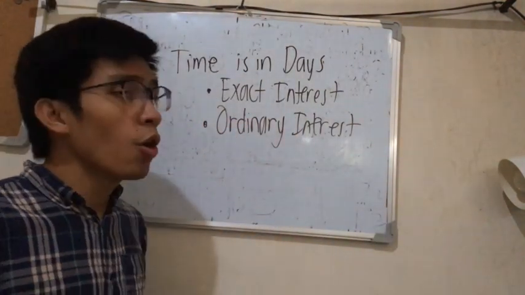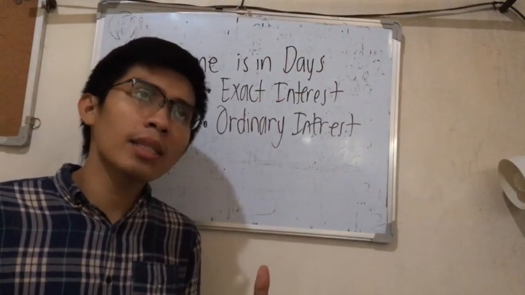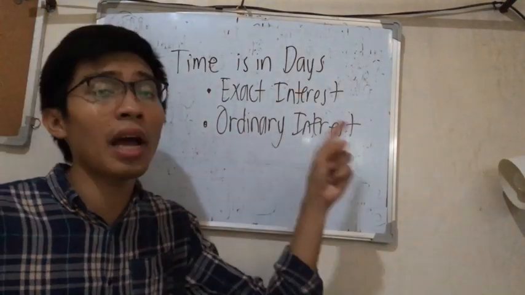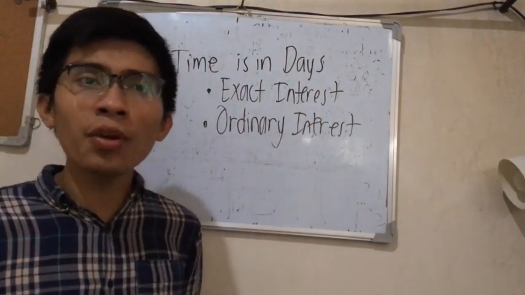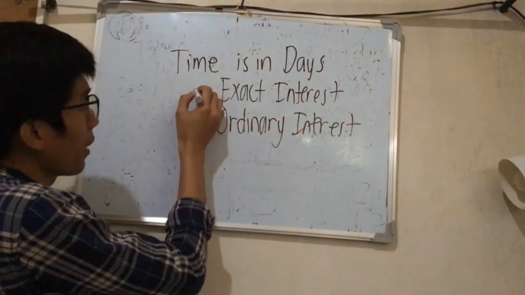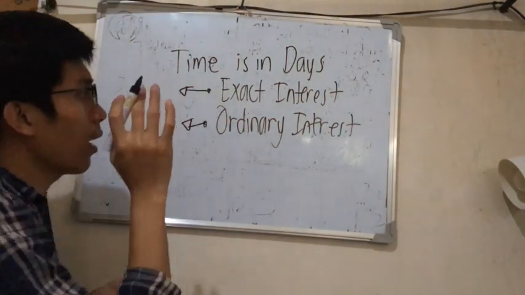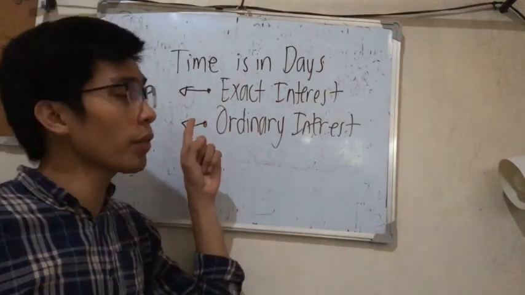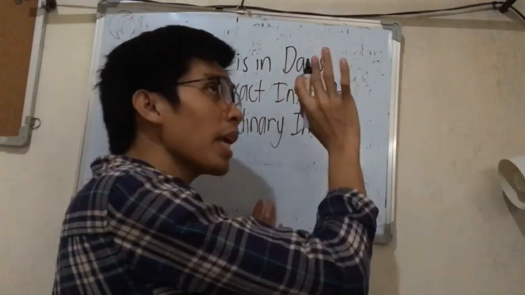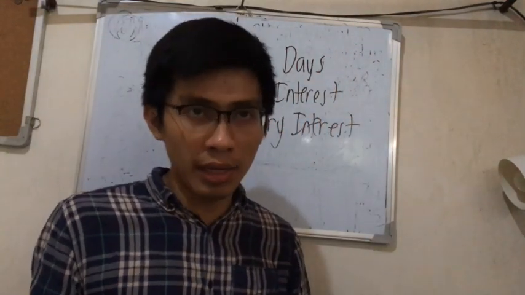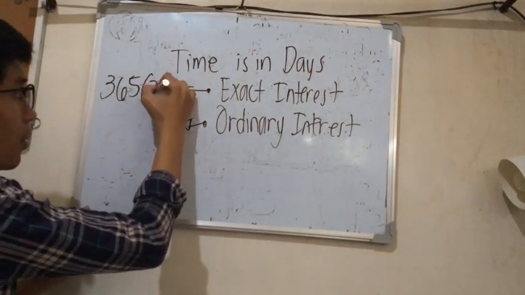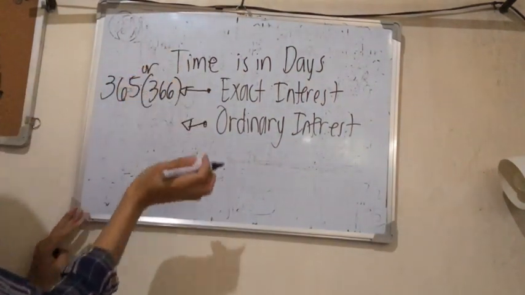You have to consider whether the problem deals with an exact interest or an ordinary interest. What is the difference between the two? When the simple interest problem talks about exact interest, you have to use the exact number of days in 1 year, that is 365 or 366, either of the two.